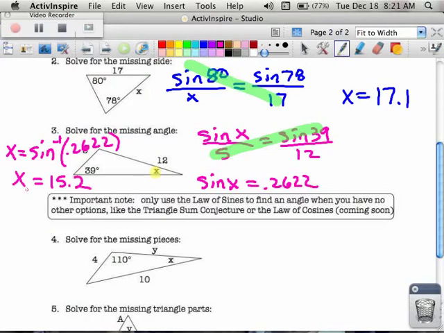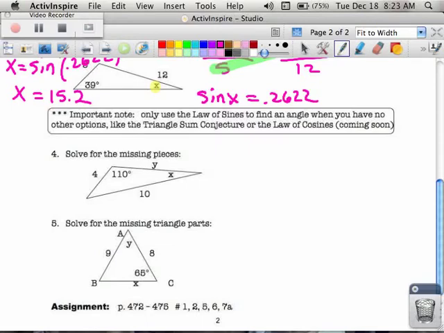So the big caution here in number 3 is, since you're looking for an angle, after you get done, you have to inverse sine that. So in numbers 4 and number 5, even though they only give us one angle, we're going to try and use the law of sines, because until further notice, that's all you know how to do.